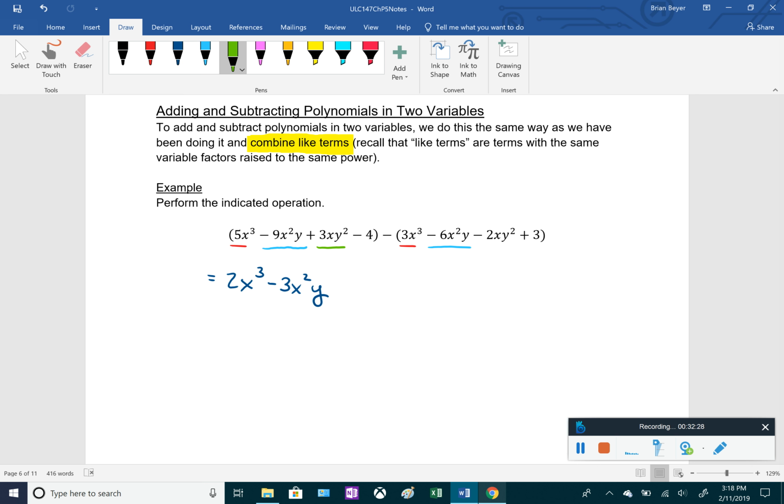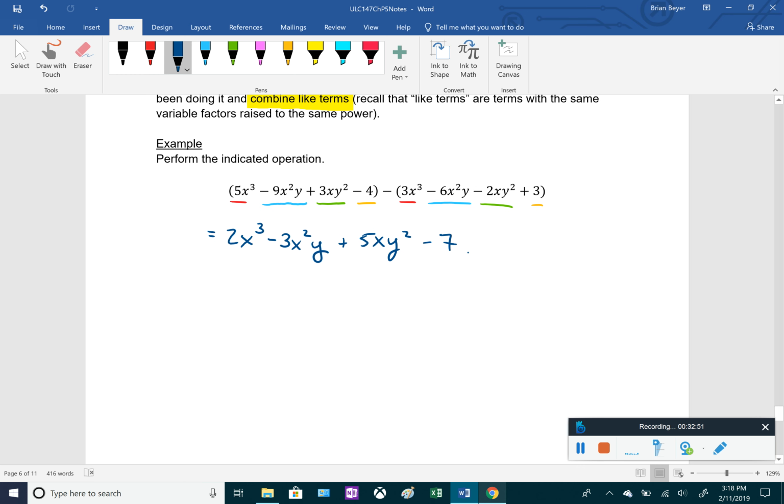Next one, we have an xy squared term. So we have 3 of them minus negative 2, so 3 plus 2 is 5. So 5xy squared. And then lastly, we have this constant, negative 4 minus 3, negative 7. Okay, so that's just combining like terms.